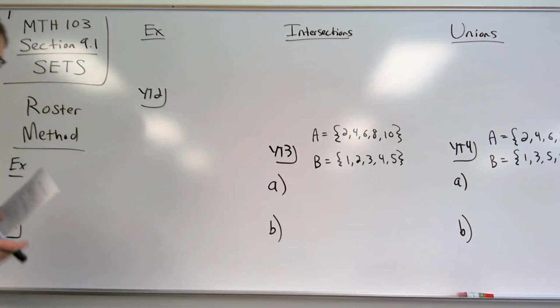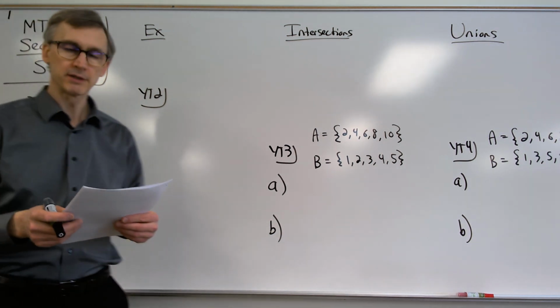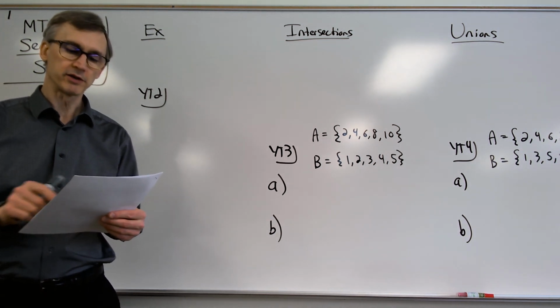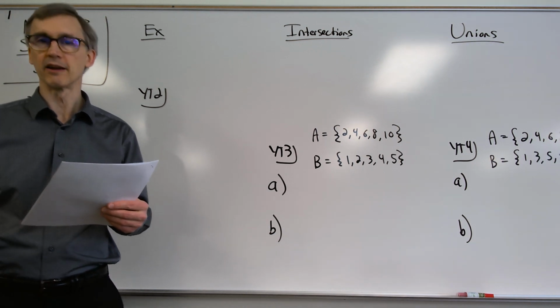First way is going to be the roster method. The roster method is like a roster of a football team where you just list all the members. And we're going to have a description of words that describes a set, and then we'll write it. So we're going to use the roster method to write the set of negative integers that are greater than -4.